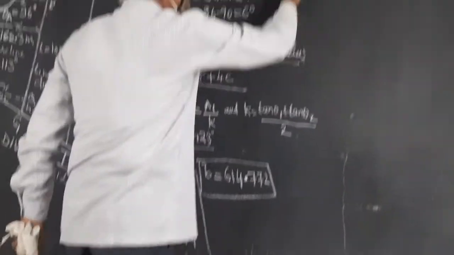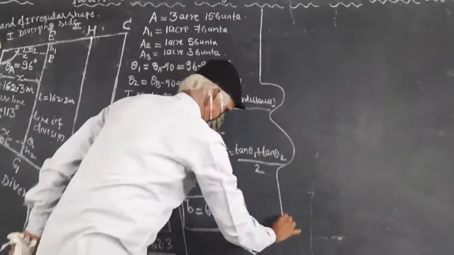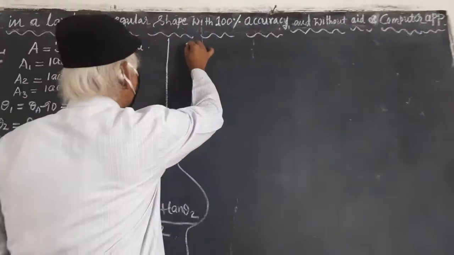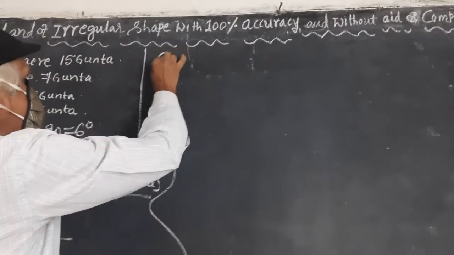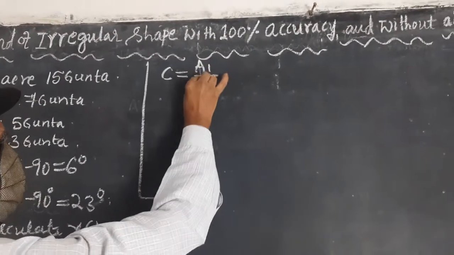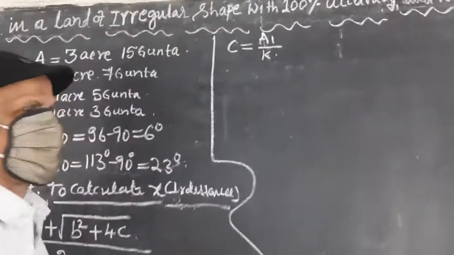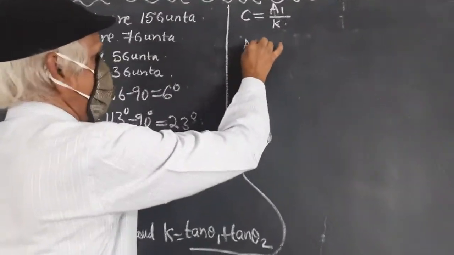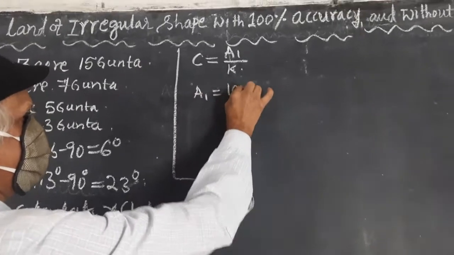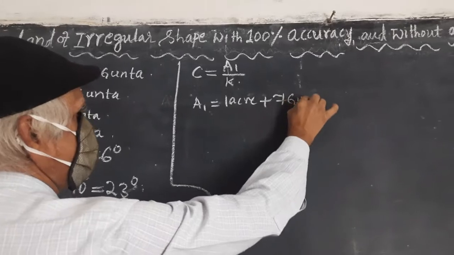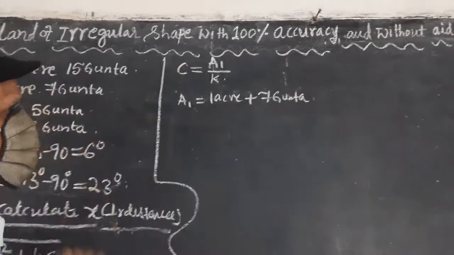So the next step is to find C. C is equal to the first partition area A1 divided by K. Here A1 is 1 acre plus 7 gunta.